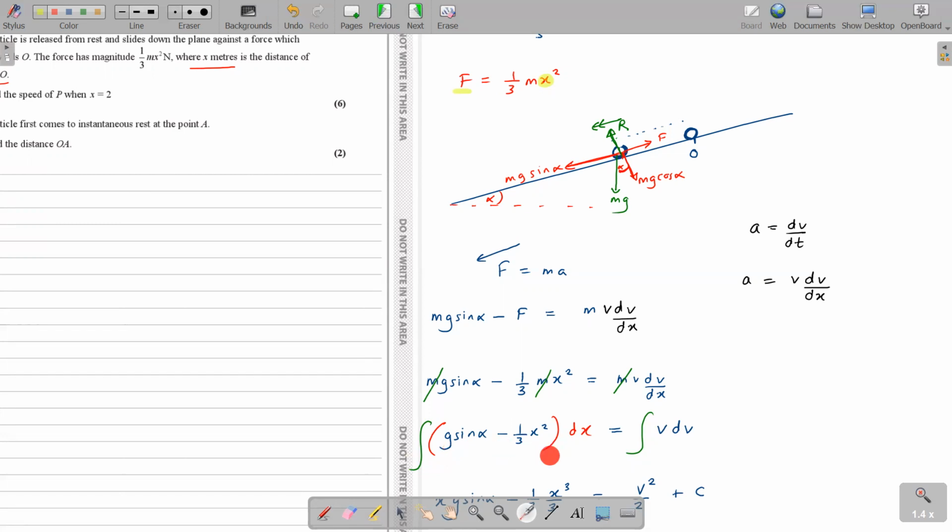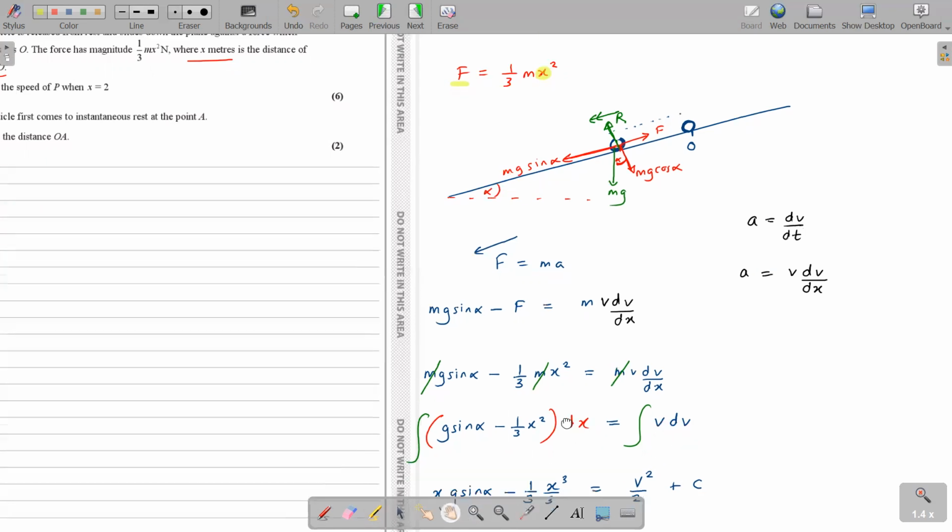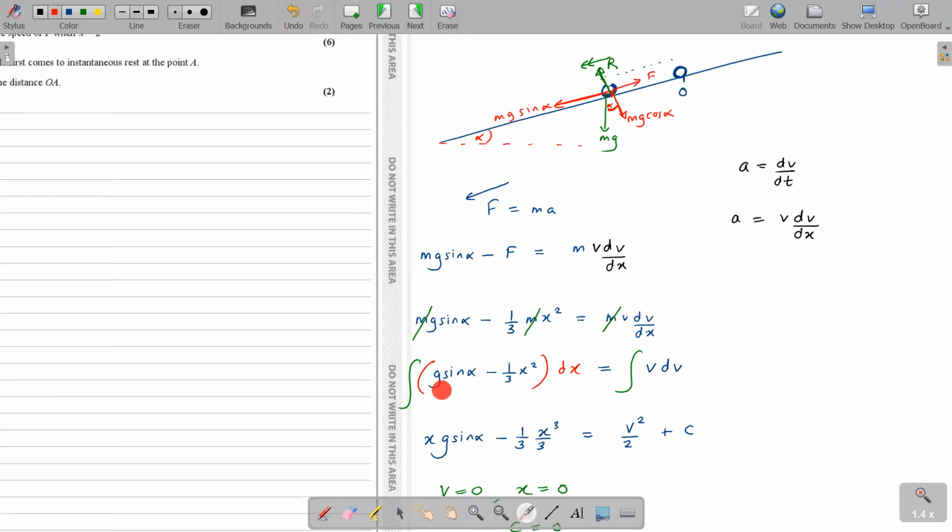So here the integration happens on the left side with respect to x. On the right side, the integration happens with respect to v, dv, right? So it's happening with respect to v. So here g sine alpha is a constant, right? Because integration is happening with respect to x and there's no x term here. So g sine alpha is just a constant, and when you integrate a constant, you just get x. So that's why you get here x g sine alpha.